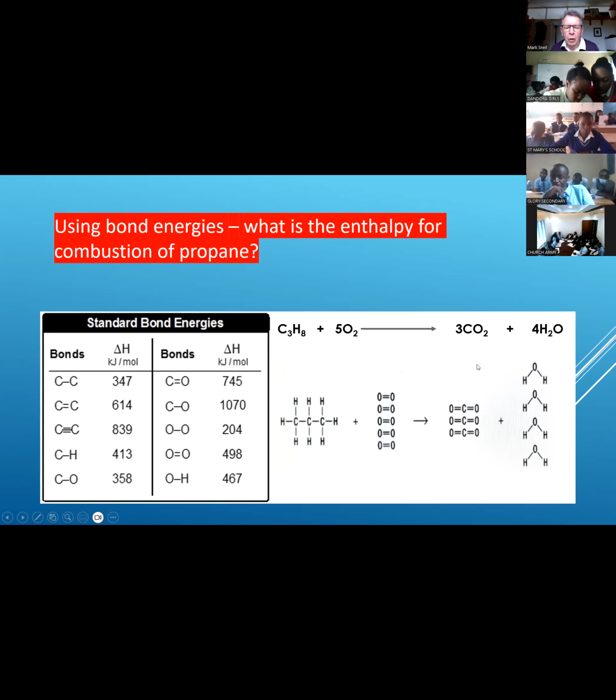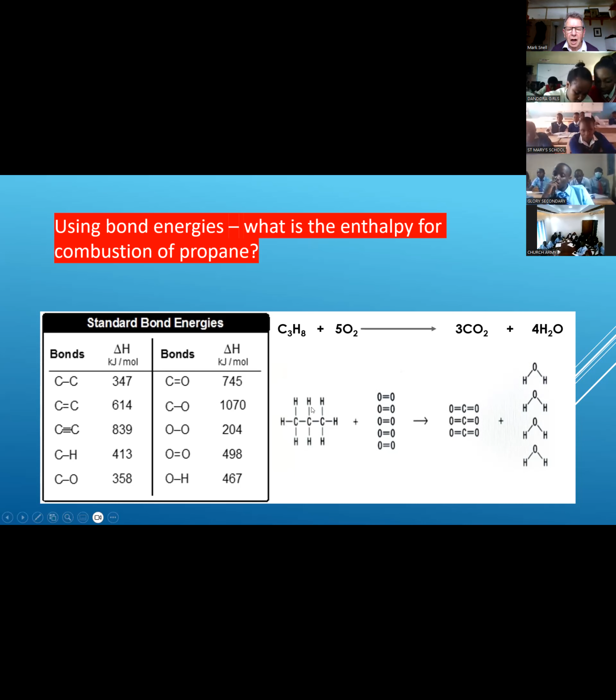So, what you need to do is to look on the left-hand molecule here, the propane, and say, all right, I need 2 carbon-to-carbon bonds to break. So that will be 2 times 347. So I take my calculator and I put in 2 times 347. And I get 694. So I write that down.